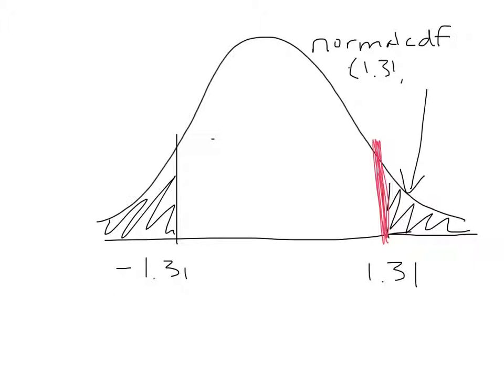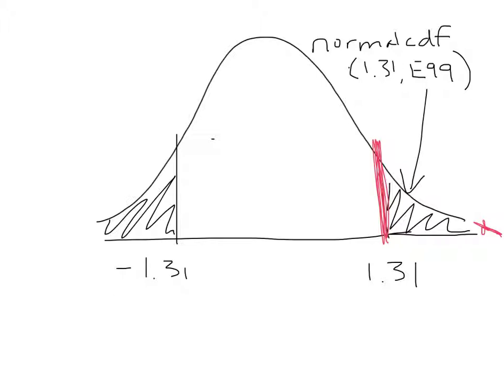The second input it wants is the upper bound, which is out here, which is actually infinity. The normal curve keeps going to infinity. The way we put that in on our calculator is E99. And since we're on a standard normal curve, we don't need to put in the mean and the standard deviation. If you're not on a standard normal curve, if you have a different mean and a different standard deviation, then those are the next two that you will put in.